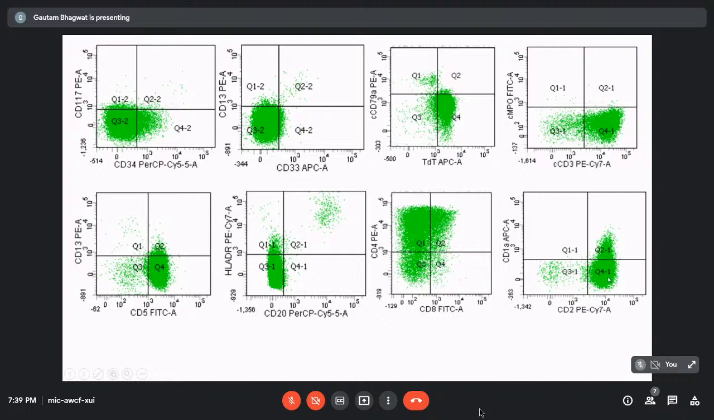So CD2, CD3 surface and cytoplasmic both, CD5, CD7, TDT, CD34 and CD4 positive. So all the T cell markers are positive. The diagnosis is T cell acute lymphoblastic leukemia. Now giving out a diagnosis of T cell acute lymphoblastic leukemia is good enough.